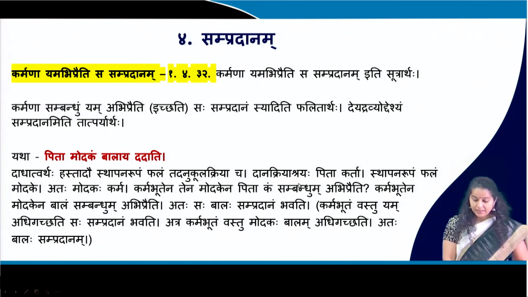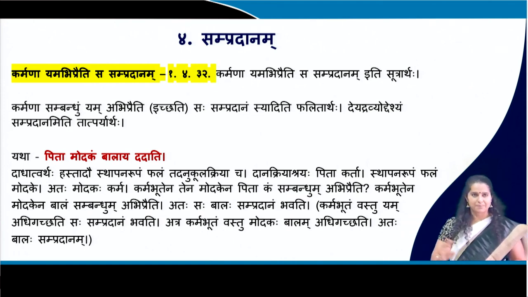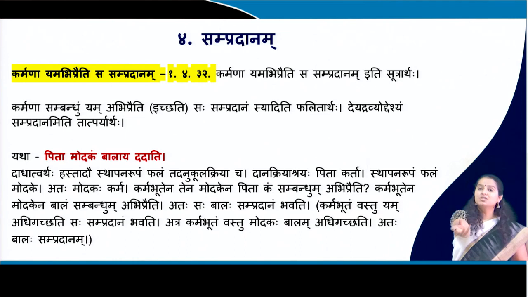Then it says dana kriyashrayah pita karta. Who is performing? In whom is this action there? It's there in pita. Therefore, he is karta. Sthapana rupa phalam modake. What are you placing? That sthapanam, what is being placed? Ishtatamam or ipsitatamam. What is it? It is the modakam. So it is the karma. Ataha modakaha karma. Karma bhutena tena modakena pita kam sambandhum abhipraiti. So karma bhutena tena modakena pita kam. Whom is he trying? Whom is it intended towards? Abhipraiti means whom is this action intended towards?